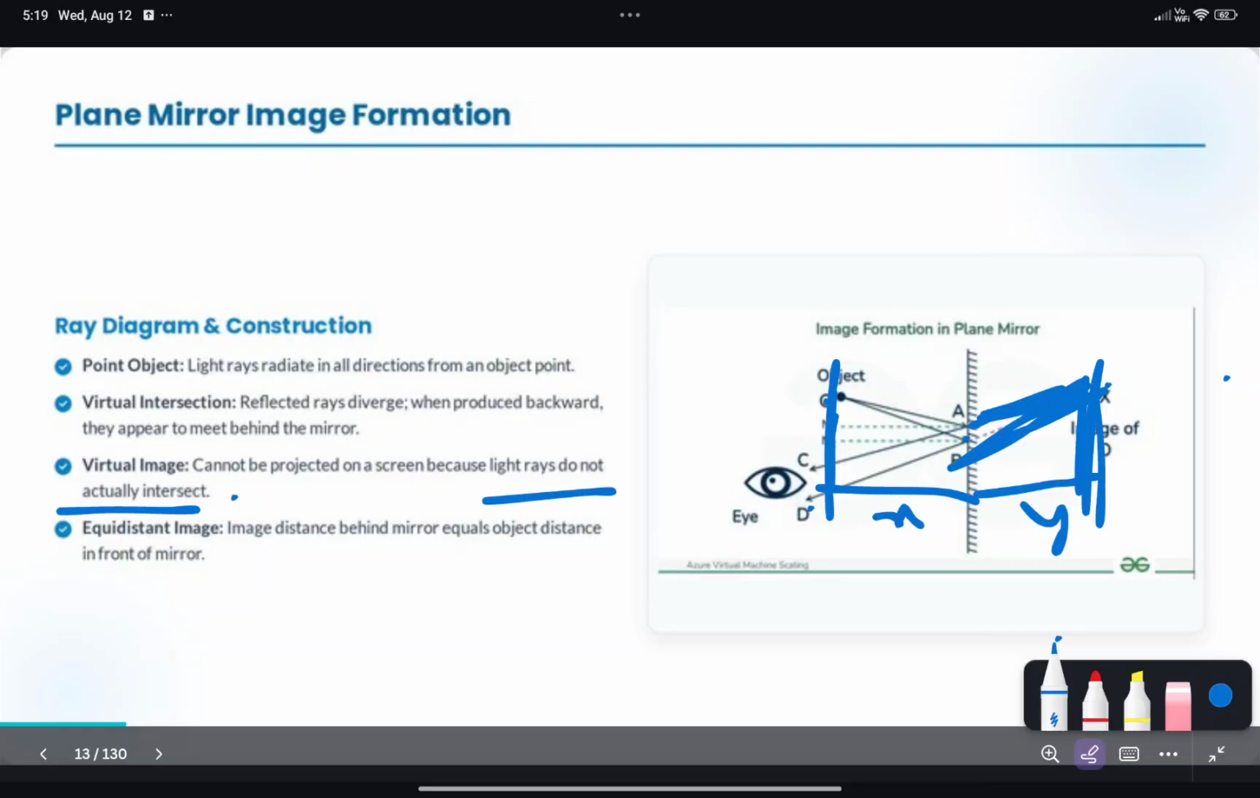Equidistant. This is a characteristic of the image. Image formation in a plane mirror must have equal distance from the object to the mirror and from the mirror to the image. Clear? Yes, exactly. Very good.